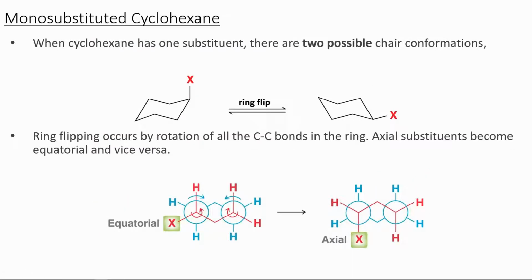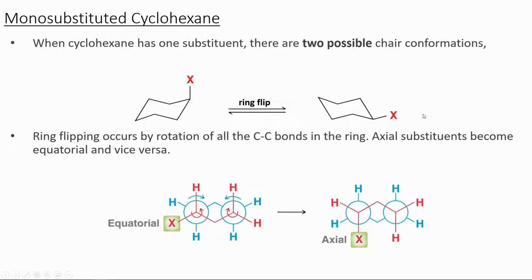Each cyclohexane has the potential to have 2 conformations, and the conformations allow a substituent to go from an axial position to an equatorial position. And this occurs with the ring flip. So you can envision taking your finger, pinching this carbon and pulling it upwards, and pinching this carbon and pulling it downwards. And that is a ring flip.